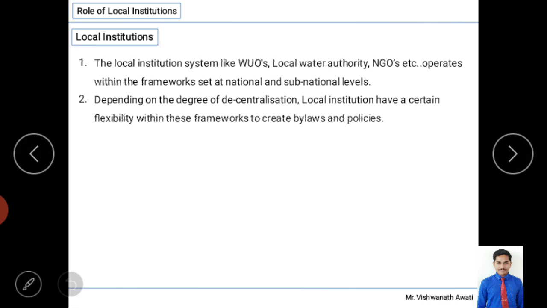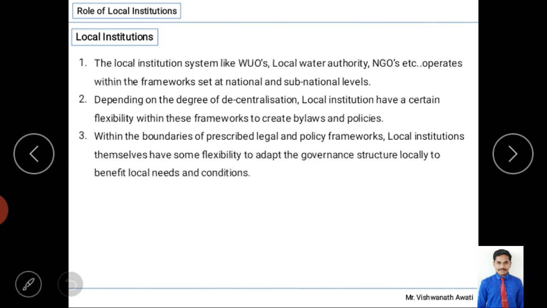So here even a local institute can make its own rules and regulations. Why? Because as I told, water management is not a blueprint for the entire country. It all depends on the local conditions, so even local people can make bylaws as well as policies to run the management within the boundaries of prescribed legal and policy frameworks. Local institutes themselves have some flexibility to adopt the governance structure locally to suit local needs and conditions. So the main focus is governance structure locally, which means we are making the management local to benefit local needs and conditions.